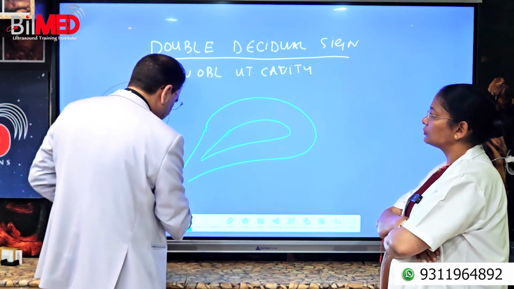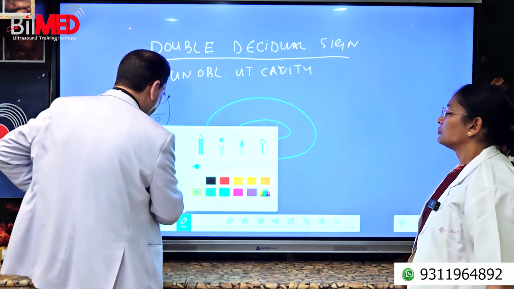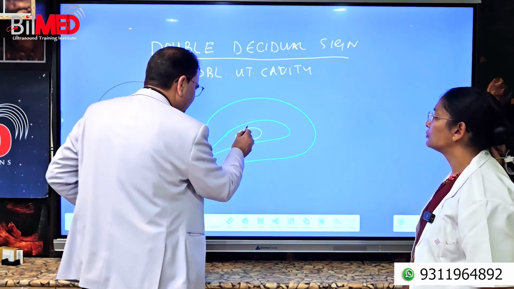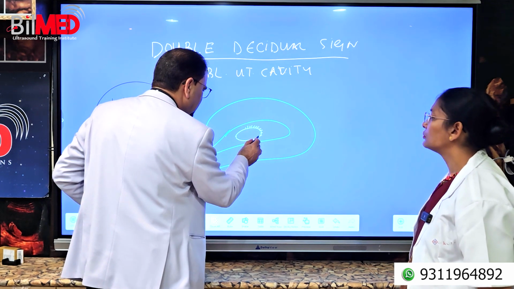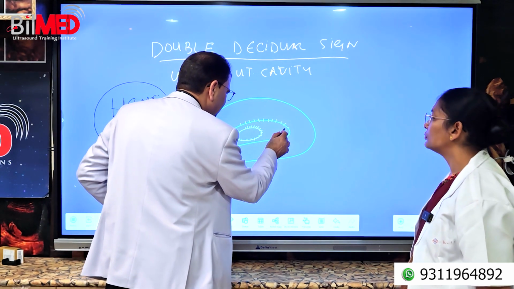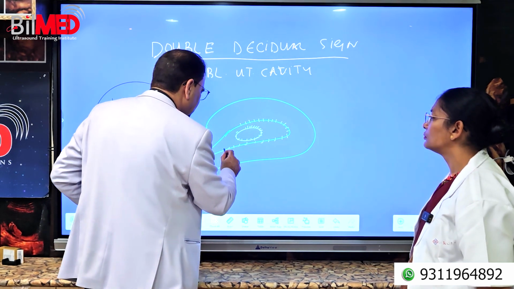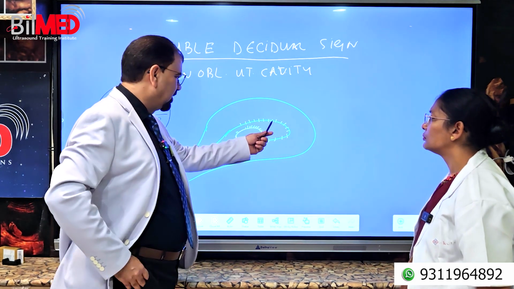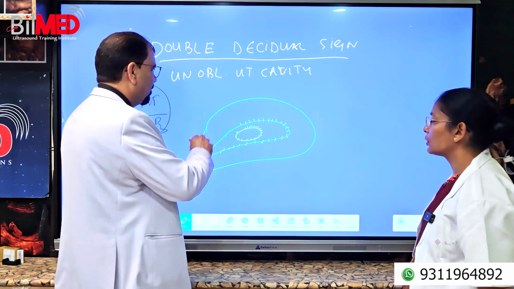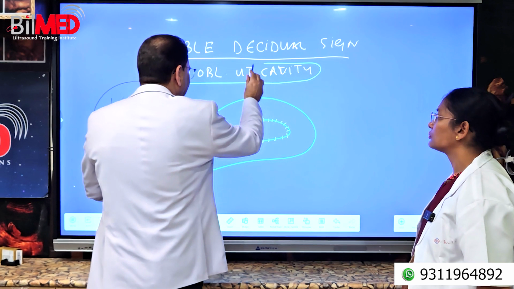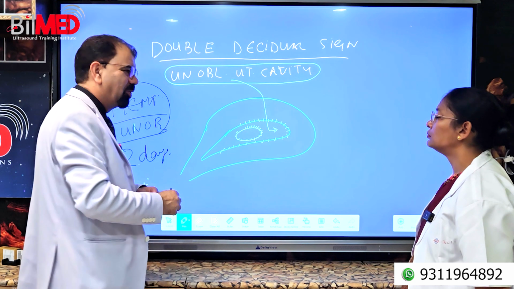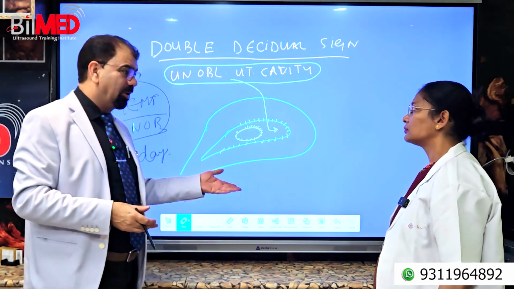Now, let me take another color over here. I am having a gestational sac over here. From here, I will have one decidual, and from here, I will have another decidual. One coming from the uterine lining, one coming from the gestational sac, makes two. The question is, there stands an unobliterated uterine cavity in between the two layers. Yes or no? Yes.